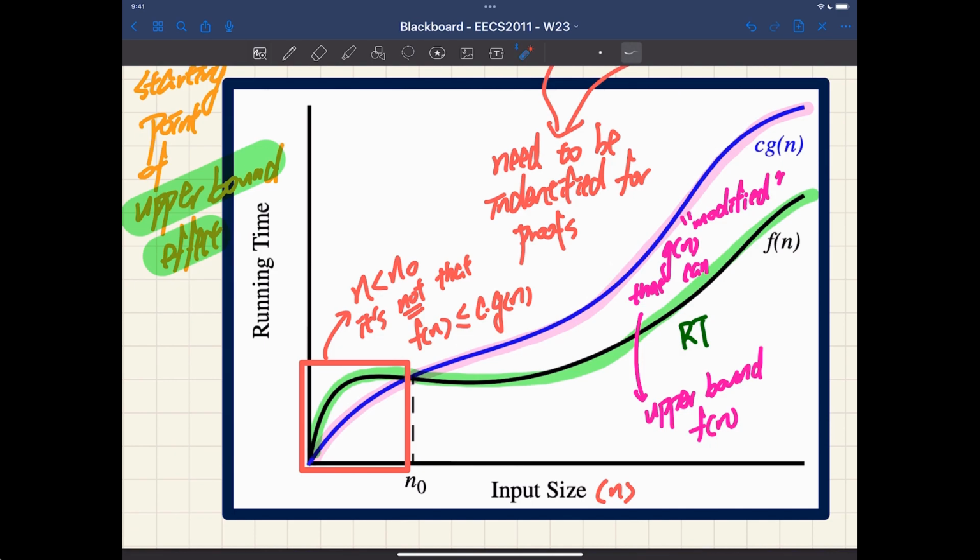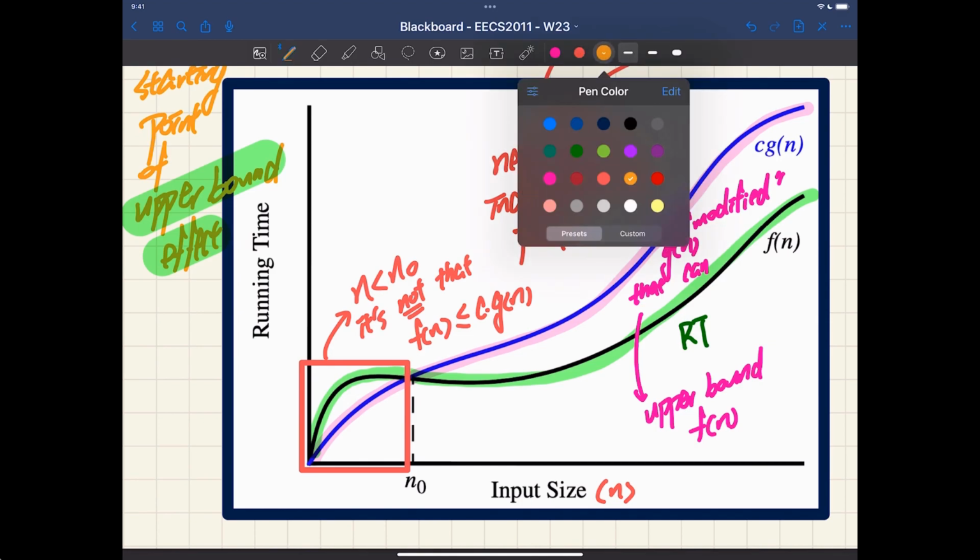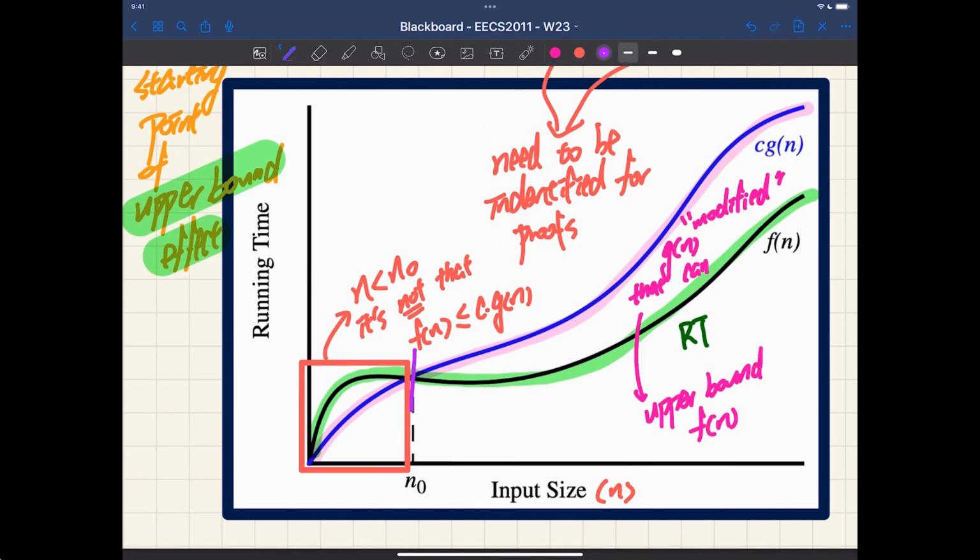Okay, following? But beyond this point, you can see the running time over here is indeed upper bounded by the c times g of n. You can see the relationship kind of switches, right? It flips. So what I need to do is I will write another point over here. Think about this point here.